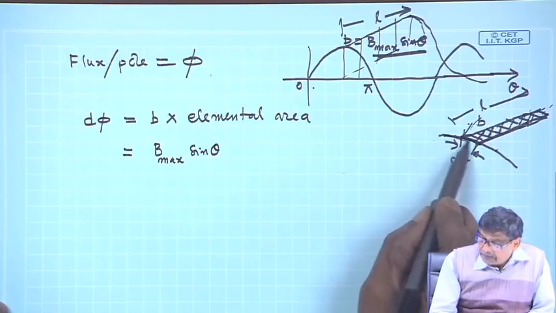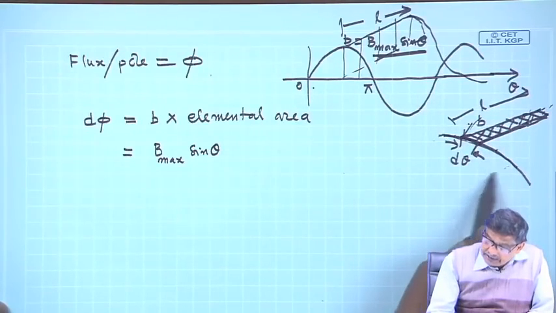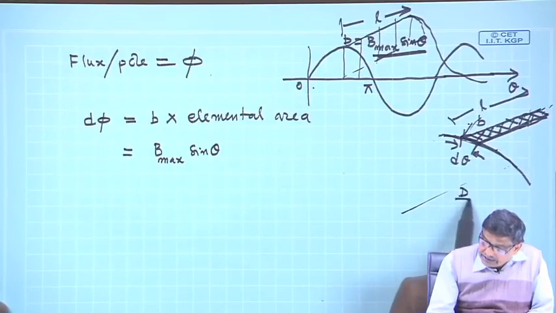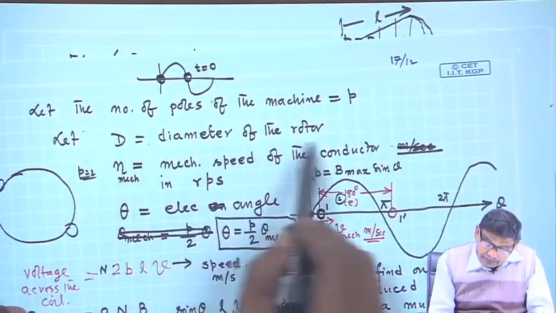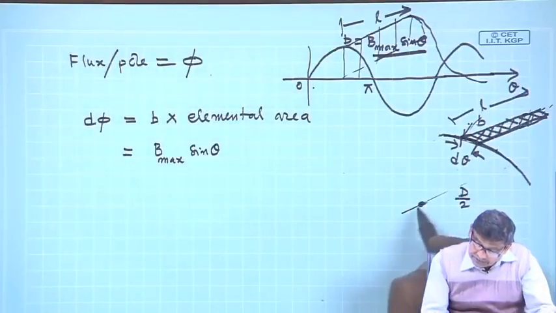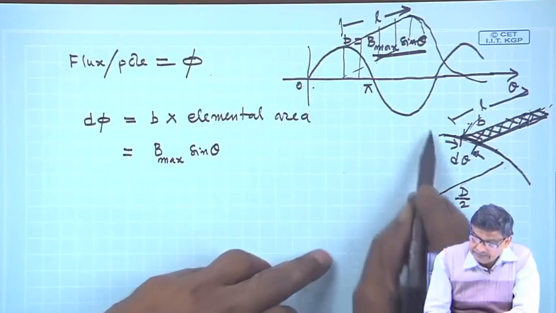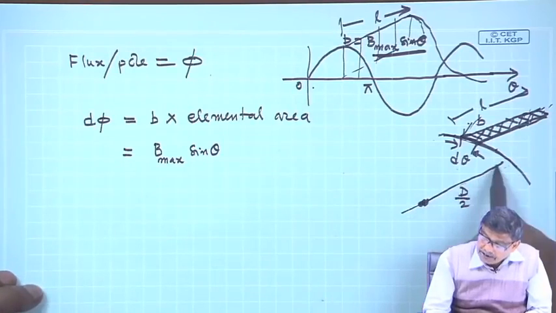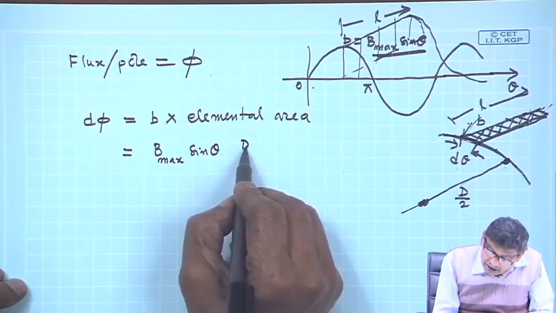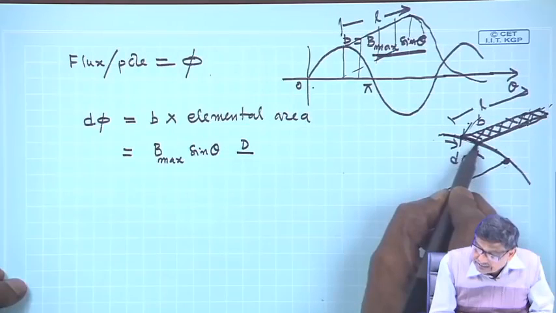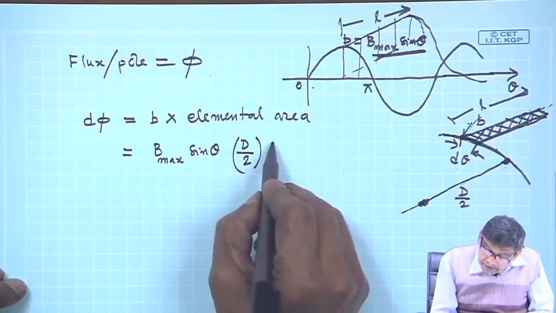If D is the diameter of the rotor, so its radius is D by 2. Capital D, I have assumed, is the diameter of the rotor. Its center is somewhere here, and it goes like this. So D by 2 is the radius, and D by 2 into d theta is the arc length.